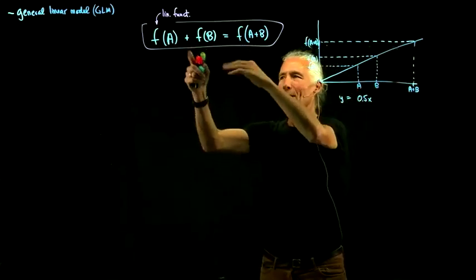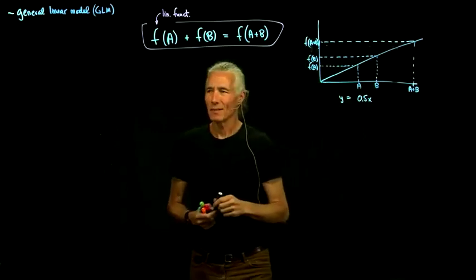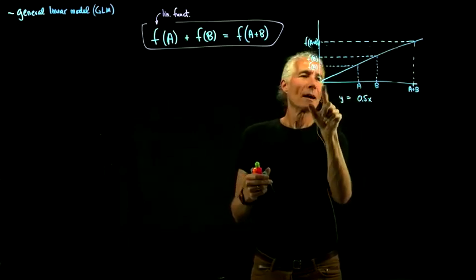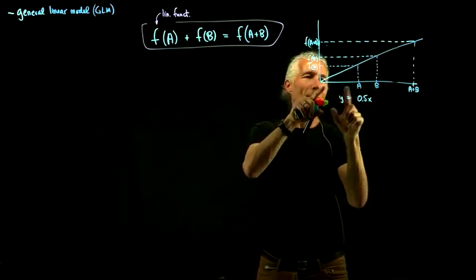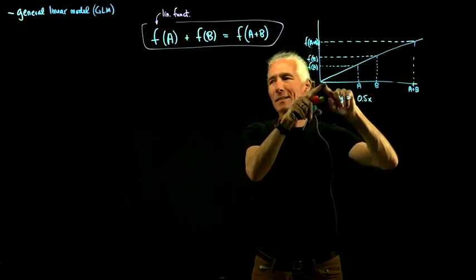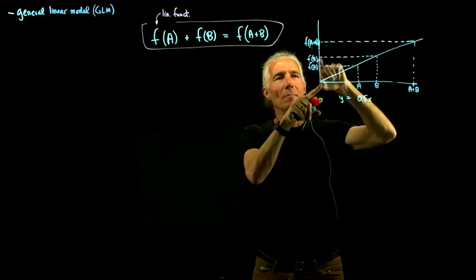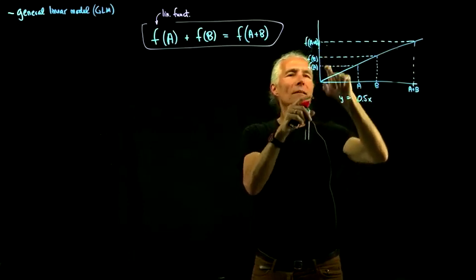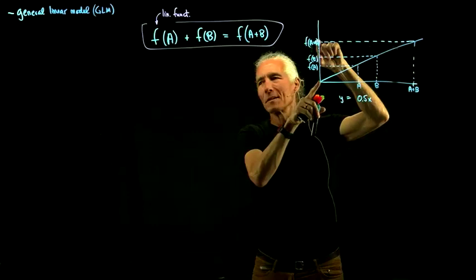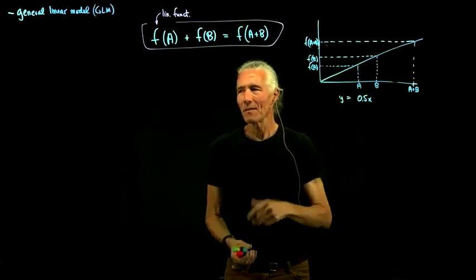That will apply to any possible A and B. If you can show that it applies to any possible A and B, then you have a linear function. What it means is if you operate on A, and then operate on B, and then operate on A plus B, it's the same as adding up the results. So f of A plus f of B should add up to f of A plus B.